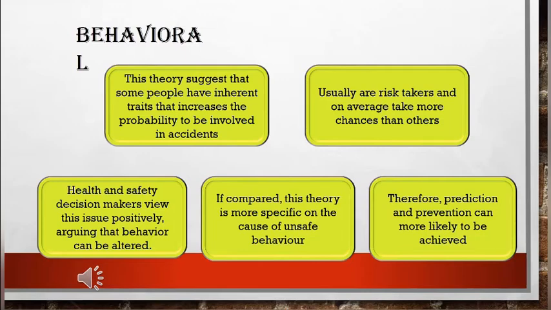Health and safety decision makers view these issues positively by arguing that behavior can be altered, meaning that we might control the employee's behavior at least at the worksite. If compared from the rest, this theory is more specific on the cause of unsafe behavior. Therefore, prediction and prevention can be more likely to be achieved.